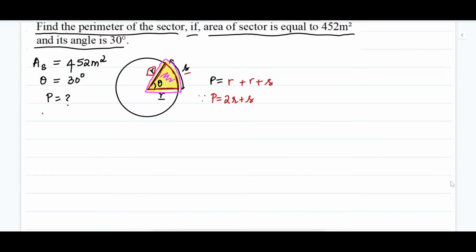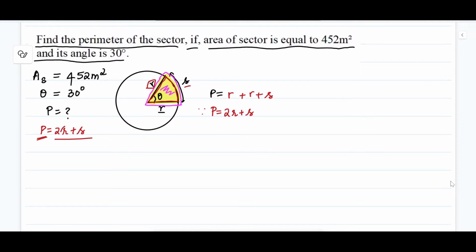We'll be using this formula, that is P is equal to 2r plus s, to find out the perimeter of the sector which is given in the question. But when we look into this formula, in the question they have not given the radius of the circle and also they have not given the arc length. Instead of that, they have given the value for the area of the sector and the central angle theta.